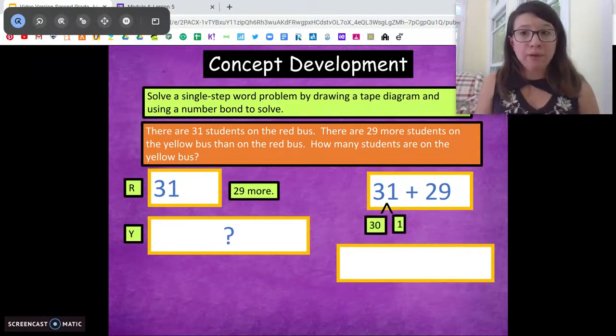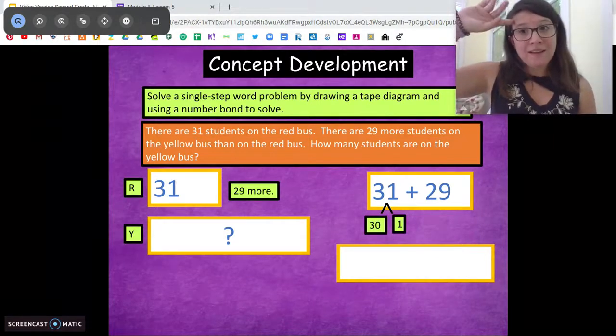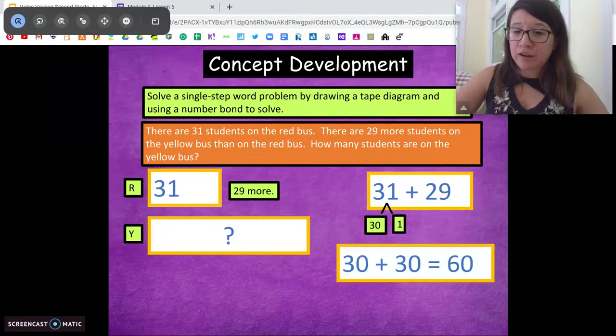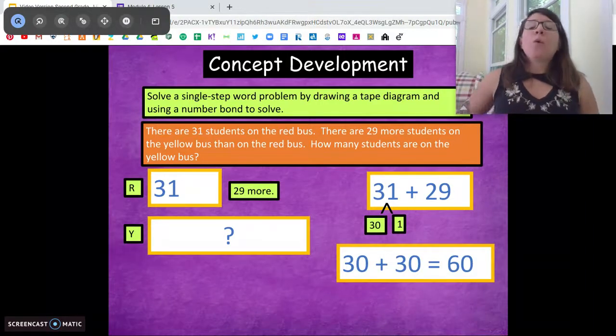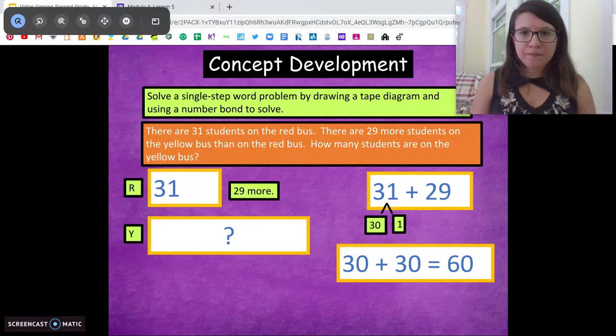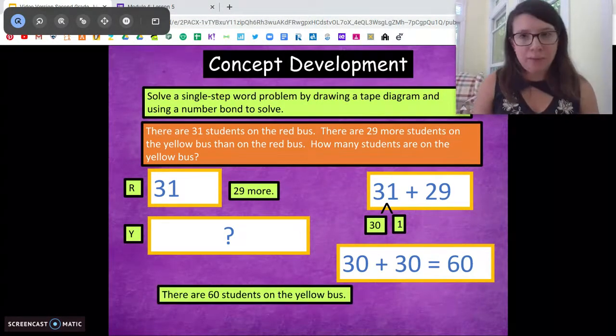Now what's awesome about this one is that 29 plus 1 is going to get us to what? Our magic 10 number, or 30, right? So we're just going to add the 30 plus the 30. That's an easy problem for us to do. 60. What does that 60 mean? You got it. Good. 60 students on the yellow bus.